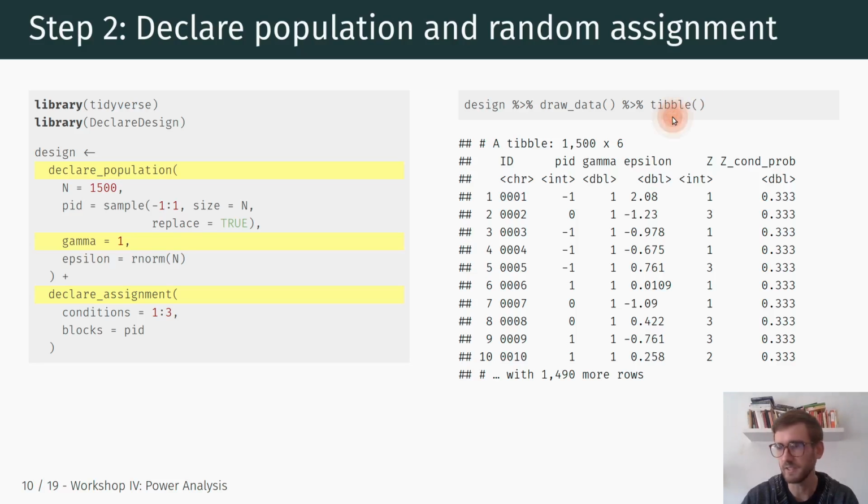And we're just printing this as a tibble, and we see we have an ID for each observation. This is 1,500 observations. We have party identification, which is -1, 0, or 1, as we specified.